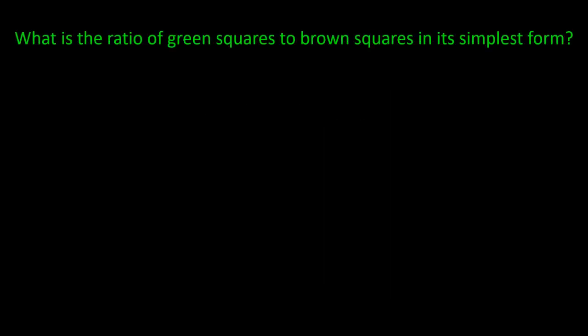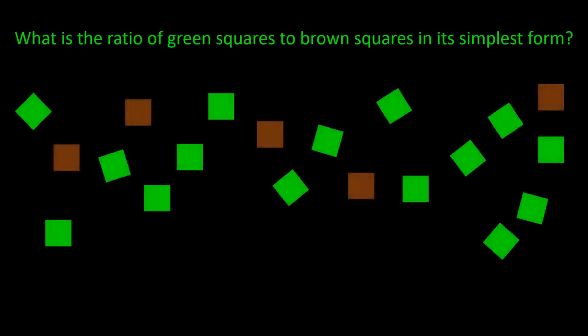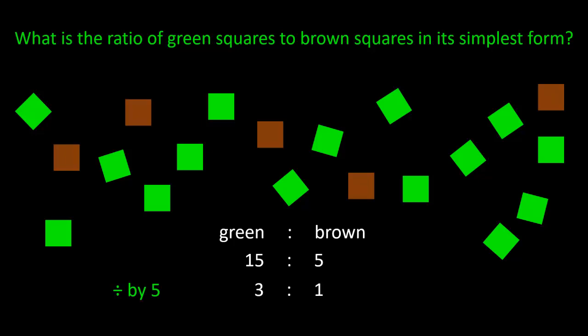Okay, so we've got green squares and brown squares. What's the ratio of green to brown in its simplest form? So let's count up: 2, 4, 6, 8, 10. We've got 15 green and 5 brown. What goes into 15 and 5? 5. How many 5s in 15? 3. So the ratio of green to brown has been simplified, and it's 3 to 1 in its simplest form.